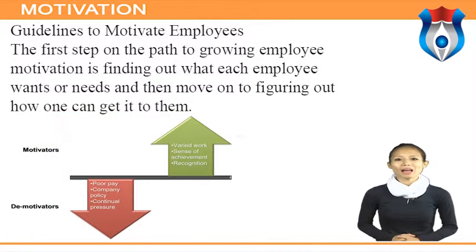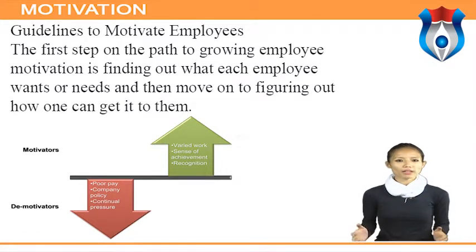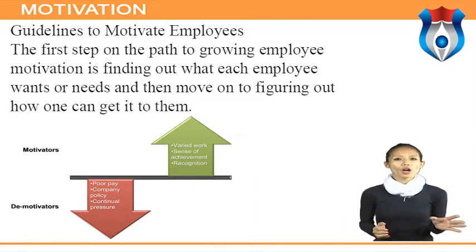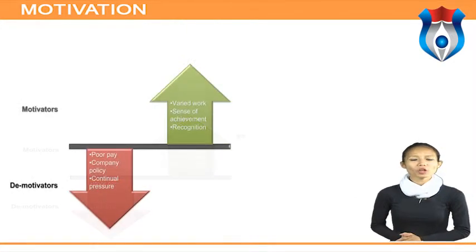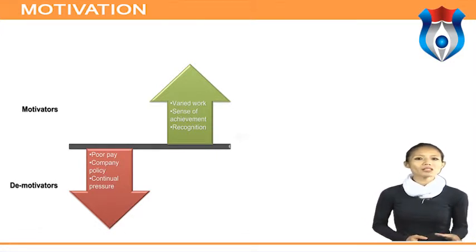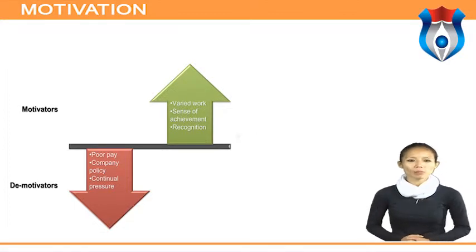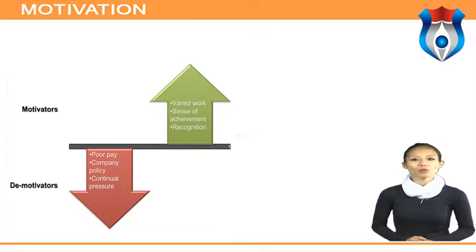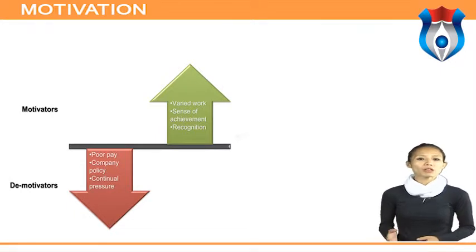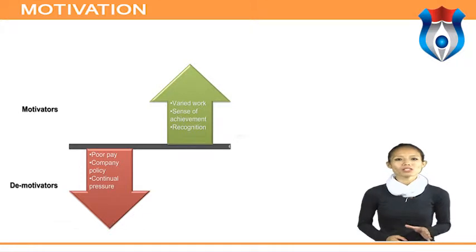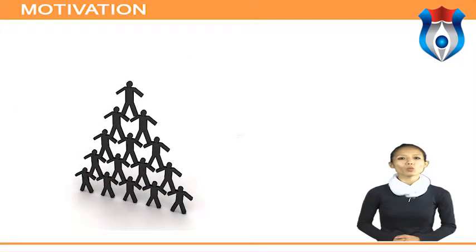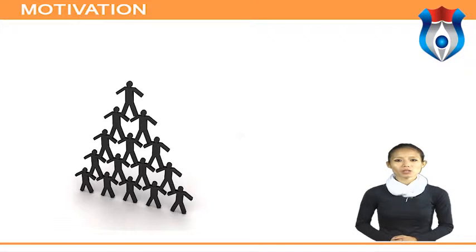The first step on the path to growing employee motivation is finding out what each employee wants or needs and then figuring out how one can get it to them. Some of the considerations are: find out what motivates each employee, by asking each employee, and by asking employee peers what motivates the employee. Offer what fits each employee's wants, the menu approach. Give employees the opportunity to earn what they want. Be consistent in the value of what is given to each employee. Do not turn what employees earn into entitlements.